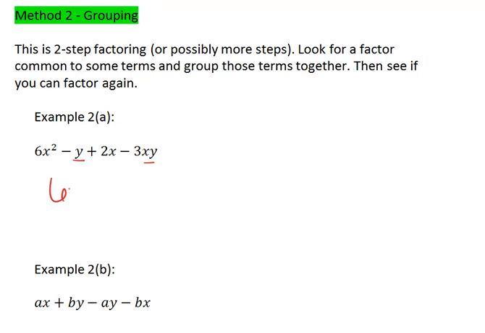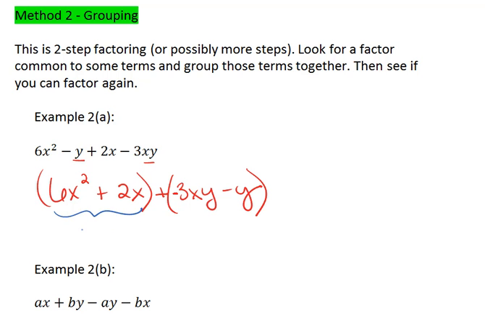We'll rearrange this to be 6x squared plus 2x minus 3xy minus y. We're going to group 6x squared plus 2x and then the negative 3xy minus y. Okay. In the 6x squared plus 2x, we find that this grouping has a common factor of 2x. In the negative 3xy minus y, we have a common factor of negative y.